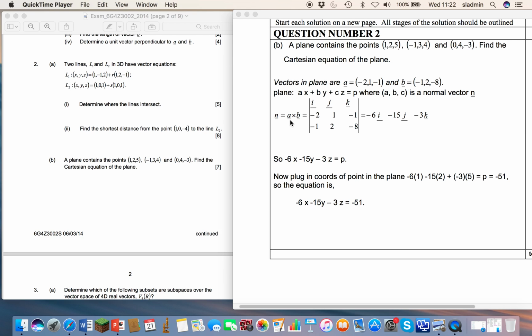So to find the normal, we just cross these 2 vectors. So A cross B will give us a normal to the plane. And if you work out this determinant, we get this vector. So this is the normal to the plane. So these are the coefficients of the plane. So we get -6x - 15y - 3z is equal to some p. So then we simply substitute for x, y, and z from any of these points to find p. And you can see in this case that p is -51. So this is the Cartesian equation of the plane containing these 3 points. And that does conclude the solutions for question number 2.